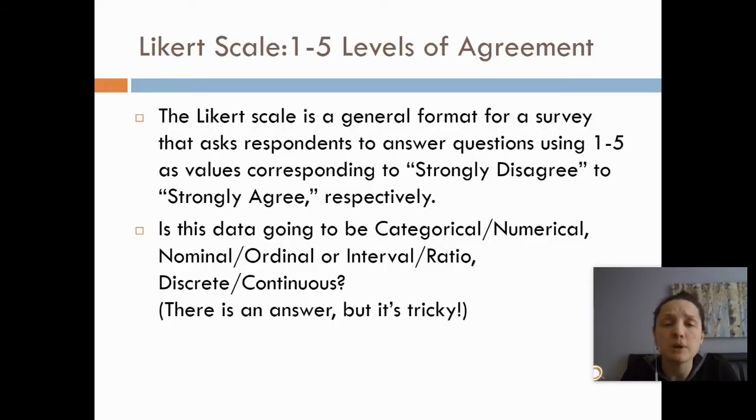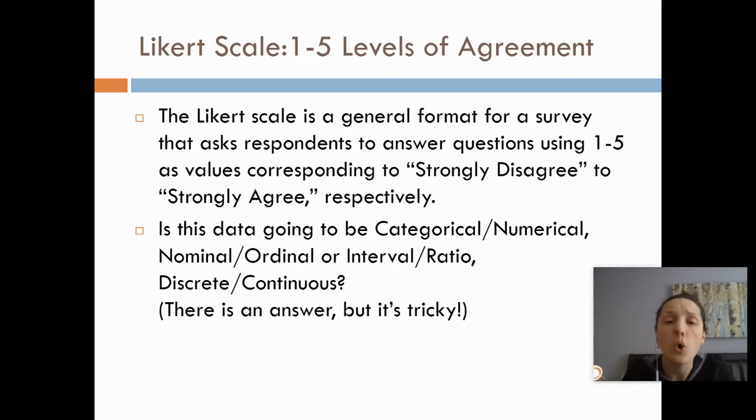So, the first thing I'm going to talk about is a Likert scale. A lot of you are going to be using Likert scales when you do your surveys if you are asking for people's opinions on things. So, a Likert scale is a general format for a survey that asks respondents to answer in a range of 1 to 5, usually 1 being strongly disagree to 5 being strongly agree. So, it's strongly agree, neutral, disagree, strongly disagree.